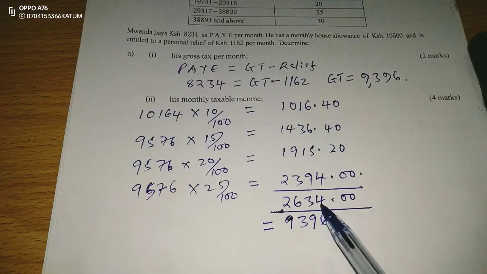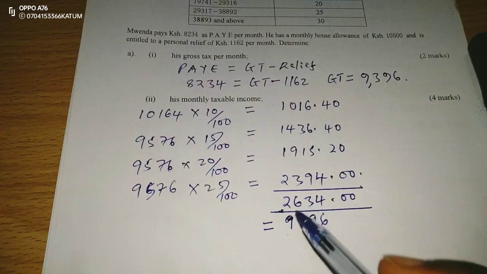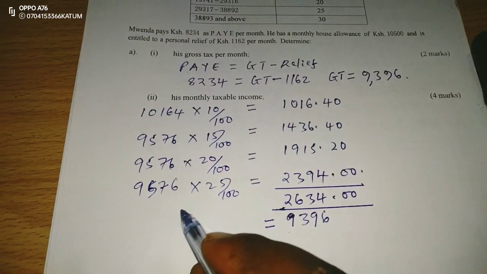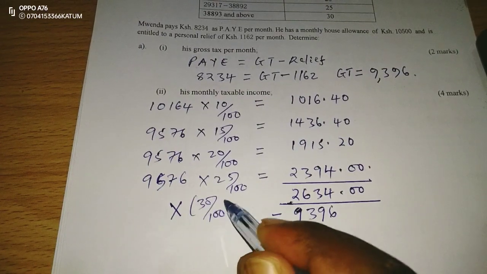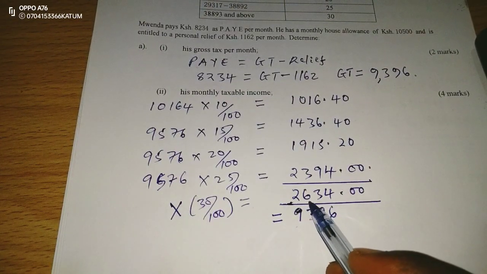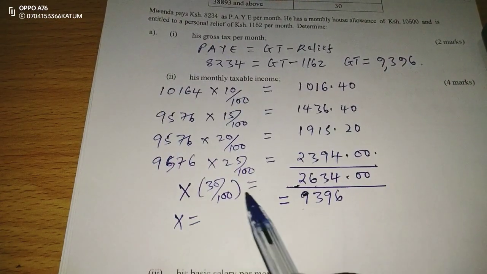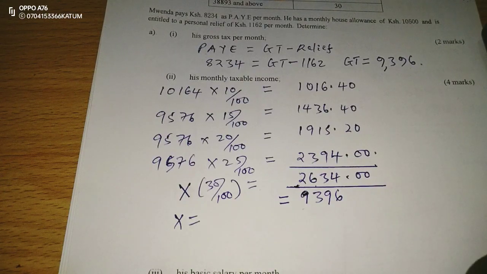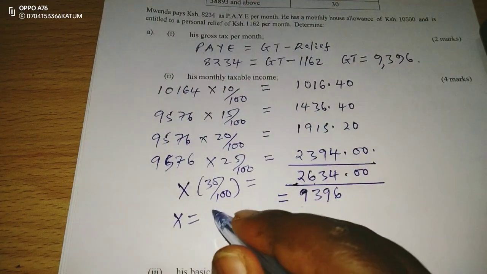2,634. Now, when we add up, we can see we are getting 9,396. So this was the missing tax. This means there is an amount which should be taxed at the rate of 30% to give us this tax. And we can get that amount. If we let it be X, then at 30%, it should give us 2,634. Therefore, to remain with X, we multiply by 100 over 30. This gives us 8,780.